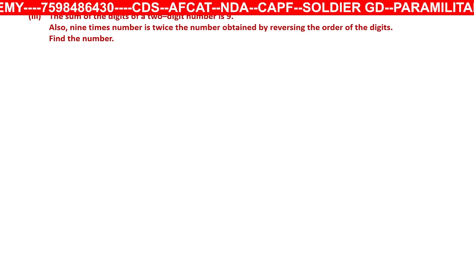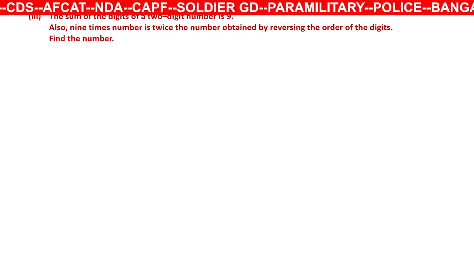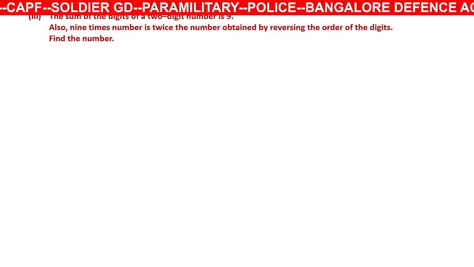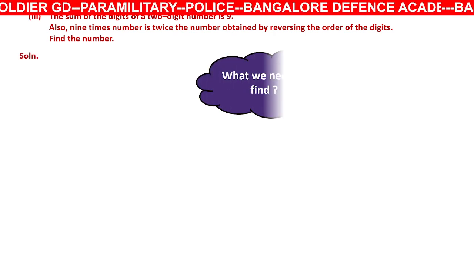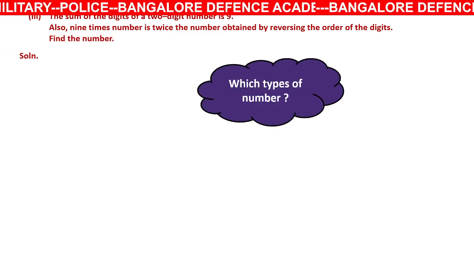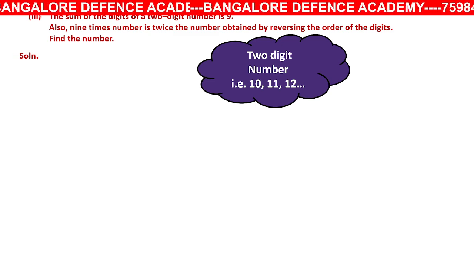The sum of the digits of a two-digit number is 9. Also, 9 times the number is twice the number obtained by reversing the order of the digits. Find the number. So now here, what do we need to find? We have to find a number, that is a 2-digit number. What type of number? It is a 2-digit number like 10, 11, 12, etc.